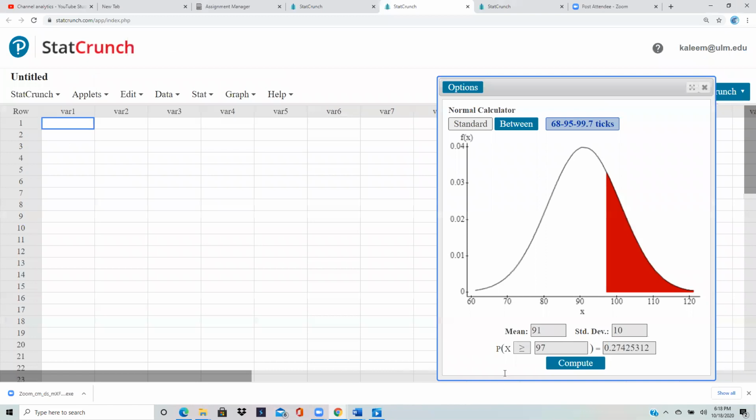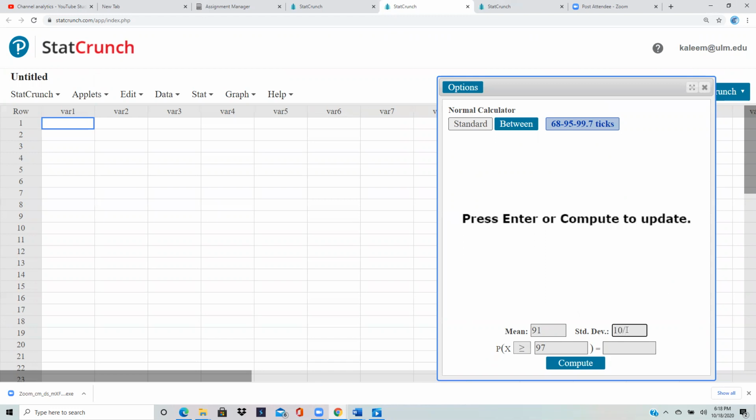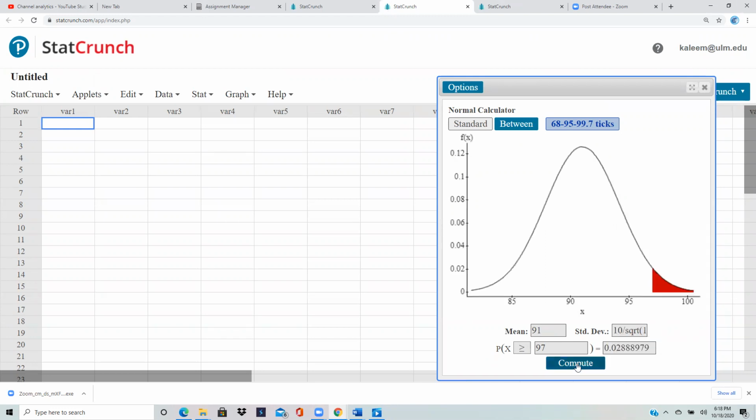So the sample size was 10. So this new standard deviation would be 10 divided by square root of the sample size. It's a coincidence in this problem that the original standard deviation is 10, and the sample size is also 10. But remember, over here, this 10 is the standard deviation, and the 10 in the square root underneath is the sample size. So everything else was the same, 0.0289.